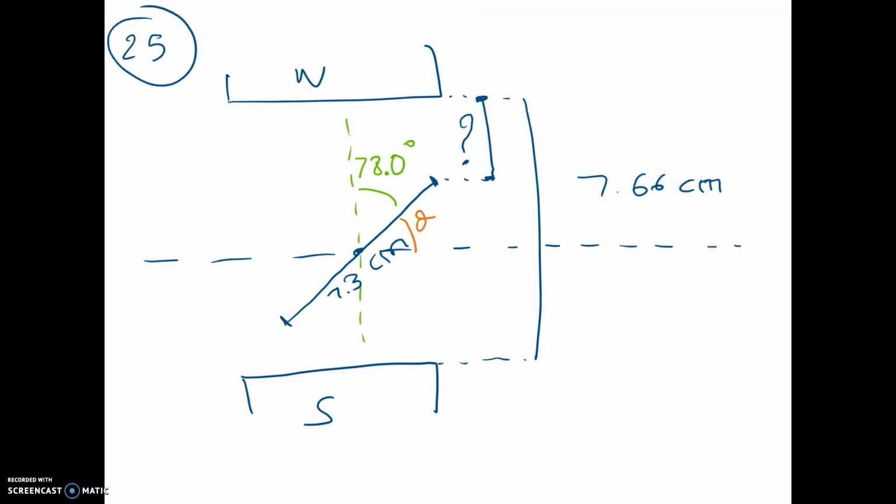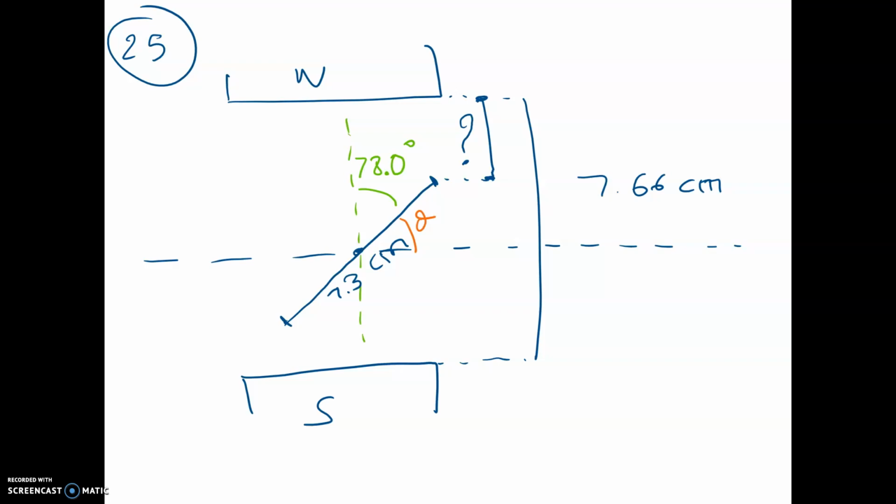Okay, so basically what we have right here in problem number 25 is a square wire loop rotating in a magnetic field between two poles of a magnet in order to induce an electric current. The axis of rotation passes through the center of the loop and is midway between the poles, as shown in this picture. How far is the edge of the loop from either pole when the angle between the loop and the vertical is 78.0 degrees, if the side of the square is 7.3 centimeters and the poles are 7.66 centimeters apart?